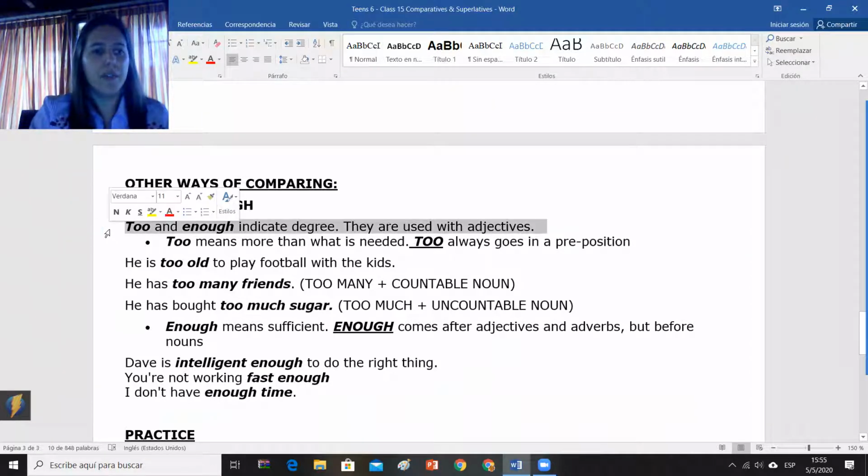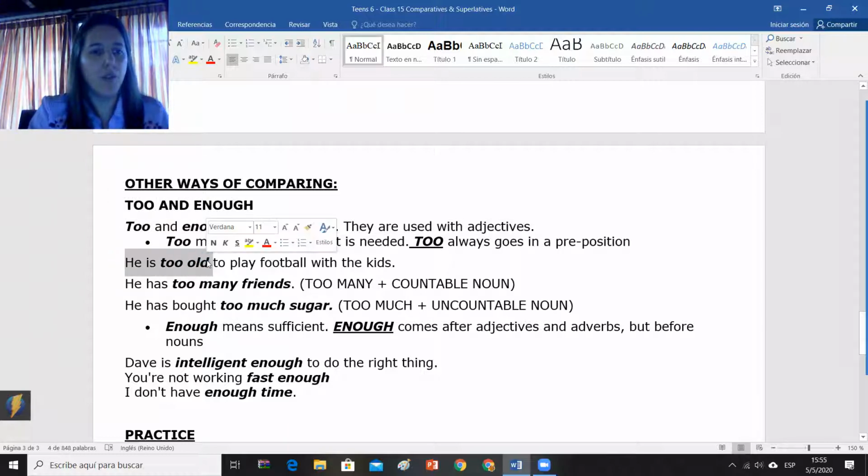Too and enough indicate degree, and they're used with adjectives. And they can also be used with nouns. So, too means more than what is needed. And it always goes in a preposition place, okay? So, he's too old to play football with the kids. Too plus the adjective, okay?